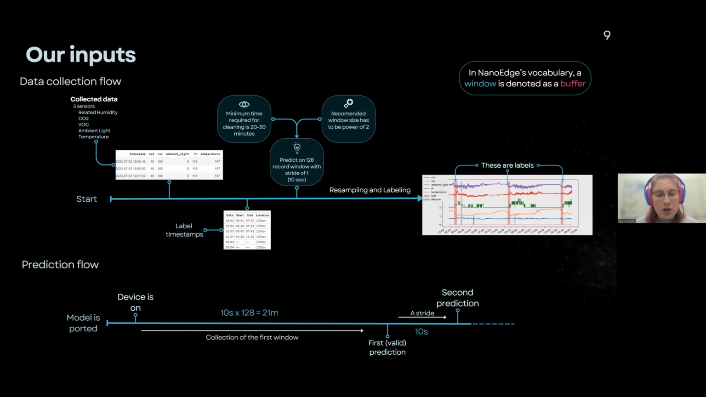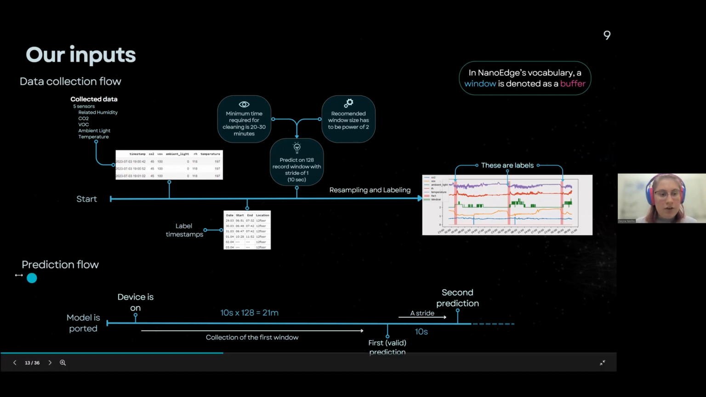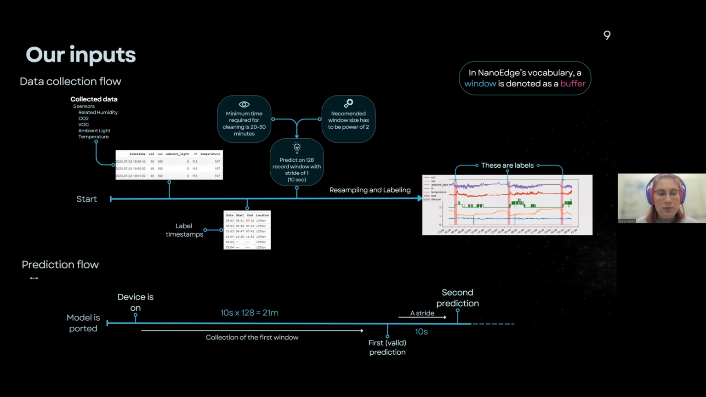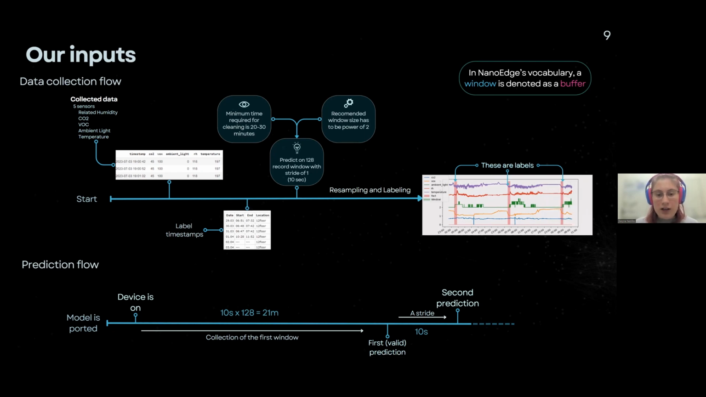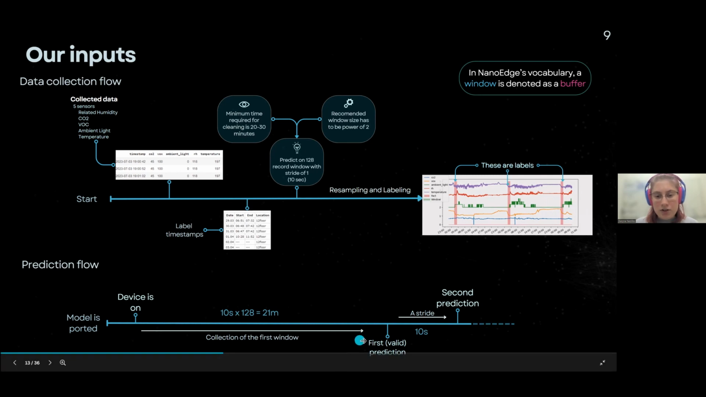In the further presentation, I will talk about the window as a buffer, because that is how the NanoEdge app says it. They denote it as a buffer, a set of records. And then to make everything clear for us, we need to define the prediction flow. So for us, it would be that first the model is ported, we turn on our device and wait until the full buffer is filled with valid information. And only after filling the buffer can we get our first valid prediction.